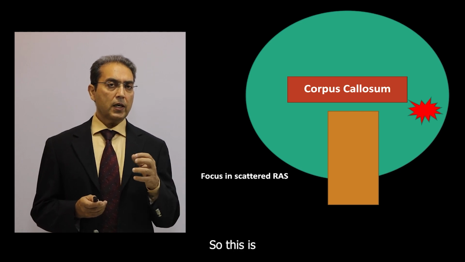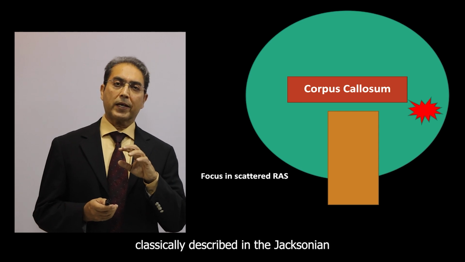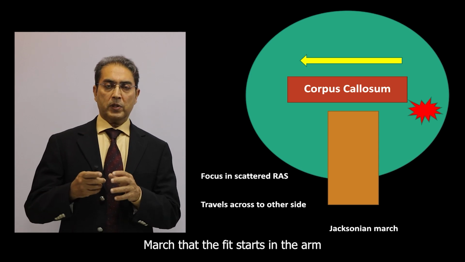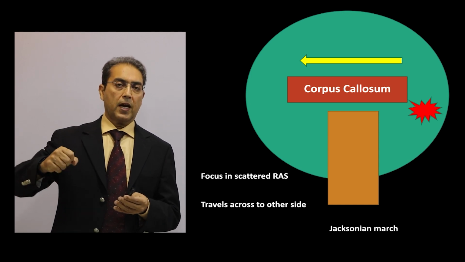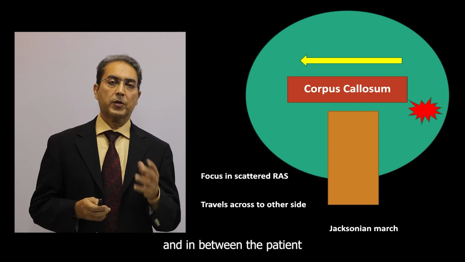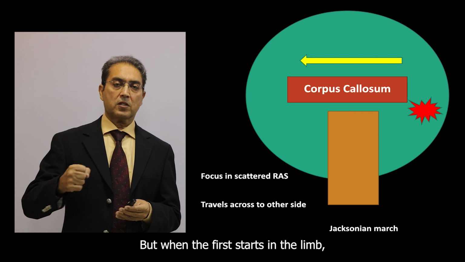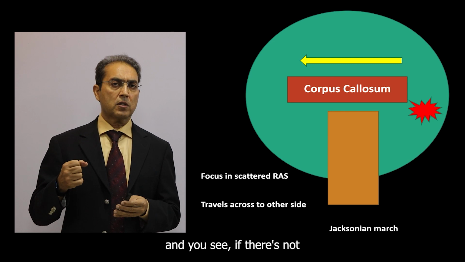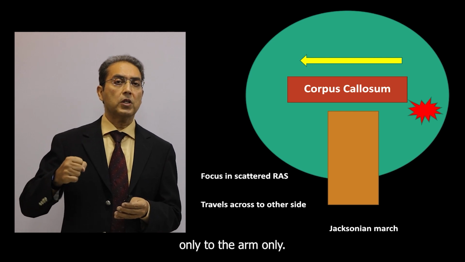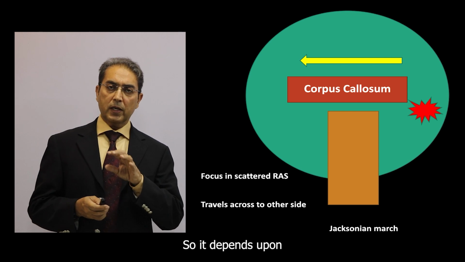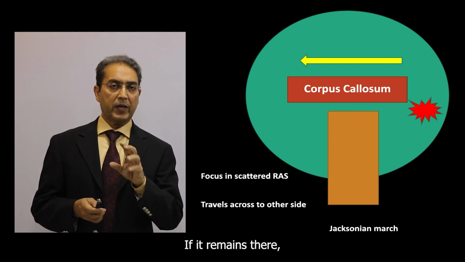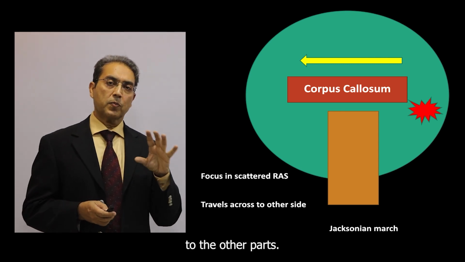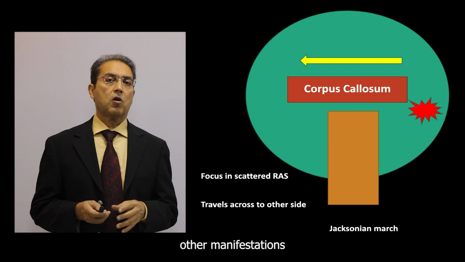So this is classically described in the Jacksonian march, that the fit starts in the arm and then starts progressing, and it may then involve the other sides, and in between the patient becomes unconscious as well. But when the fit starts in the limb, the patient is usually conscious. And you see, if this does not travel, the fit may be localized to the arm only. So it depends upon how the current is going to move. If it remains there, the patient is going to have symptoms in that area. If it is going to move to the other parts, the patient may have different other manifestations of the central nervous system.